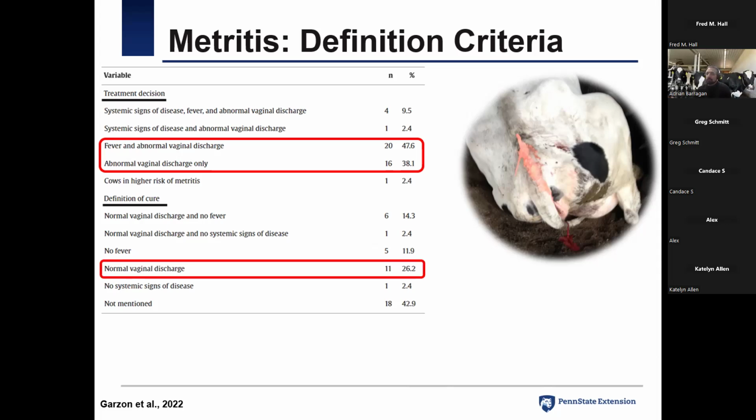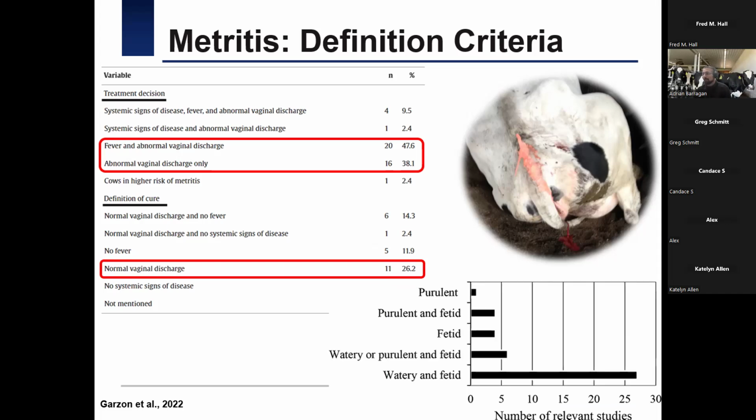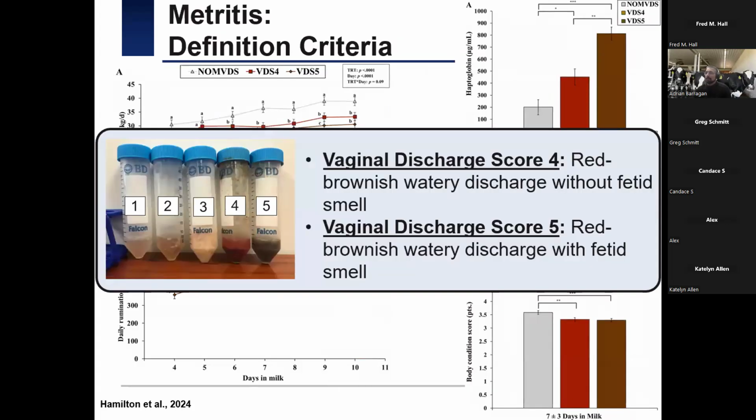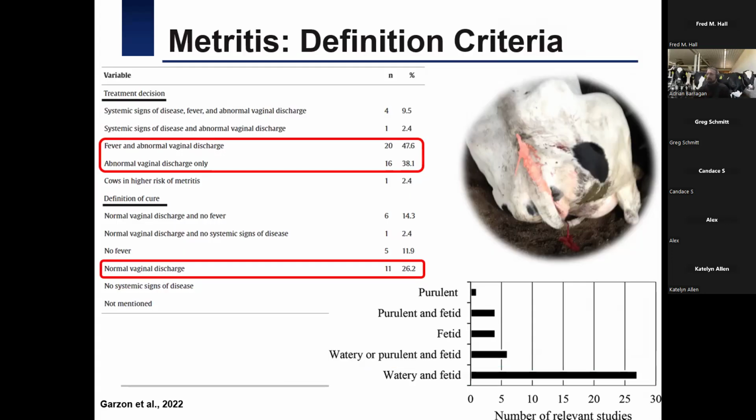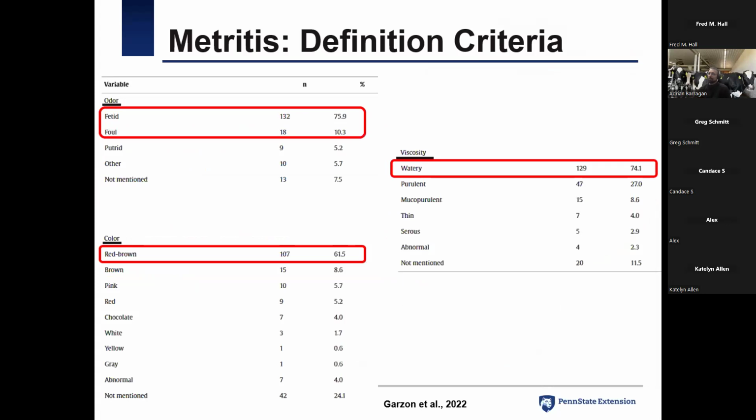And then for definition of cure, most of them basically look at whether the vaginal discharge is normal or abnormal, right? And here it's basically the same thing about what they consider abnormal discharge, and that was the watery and fetid discharge. All right, so now, when it comes to the definition and the vaginal discharge, let's go back. So let's recap right here. We talk about fetid, red brownish, and watery.